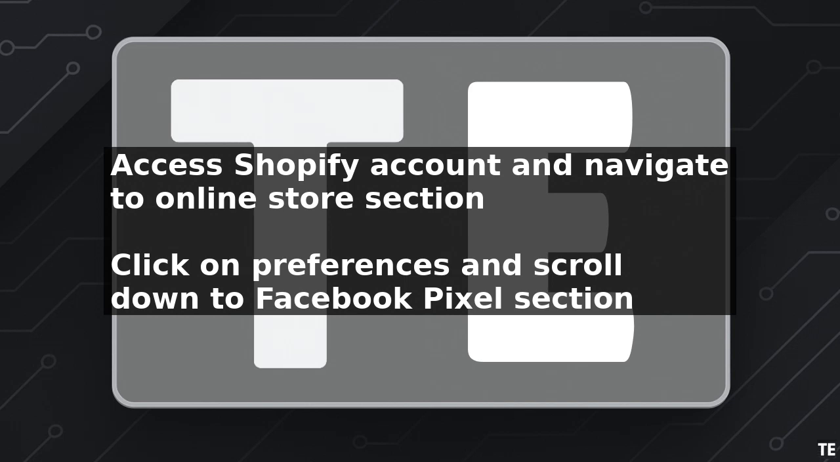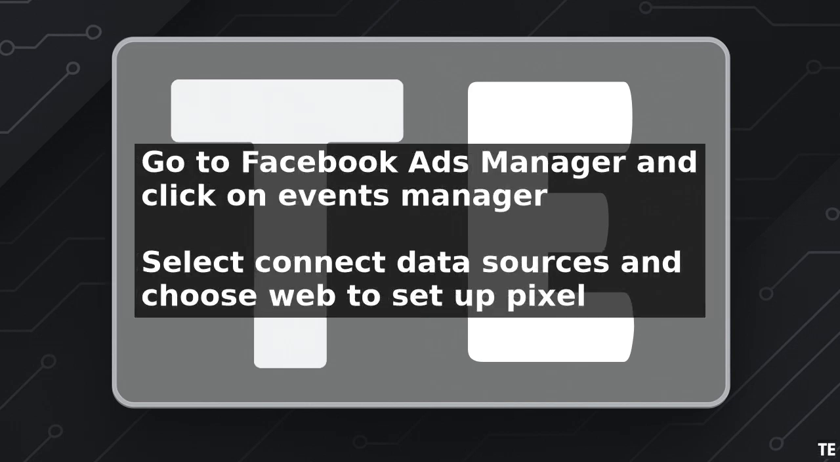Manager account. First, go to your Facebook Ads Manager account and click on Events Manager. Then select Connect Data Sources and choose Web. Click on Facebook Pixel and follow the prompts to set up your pixel. Once you have set up your pixel, you will be given a unique pixel ID.